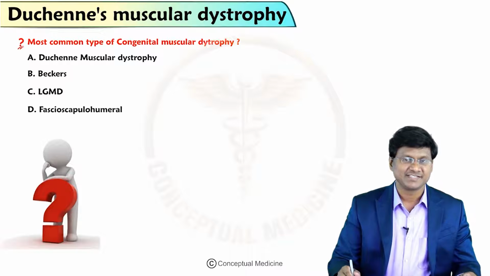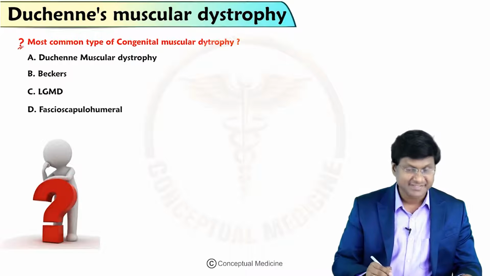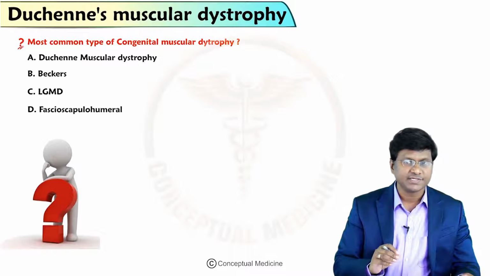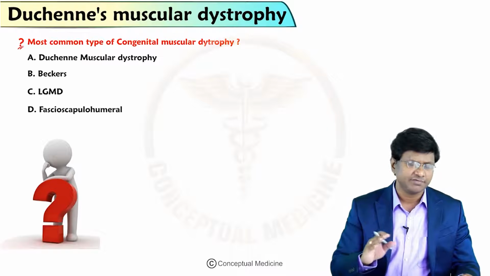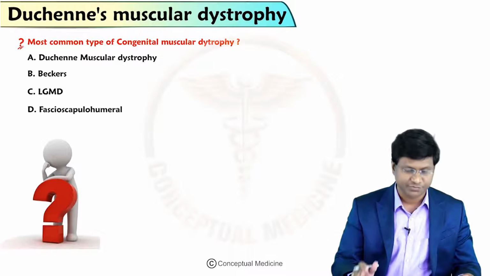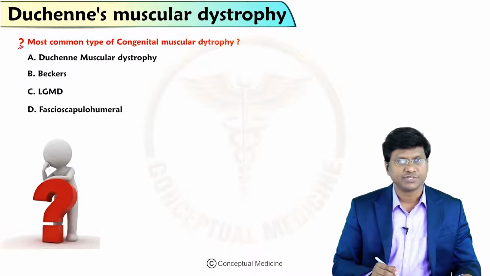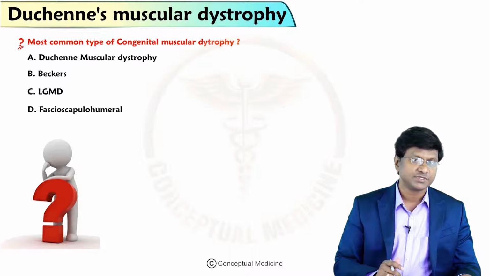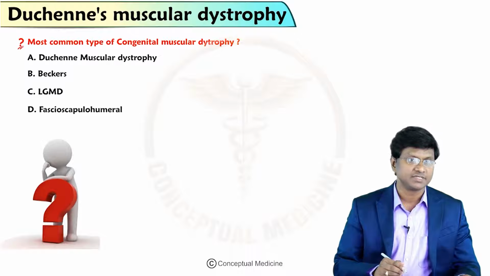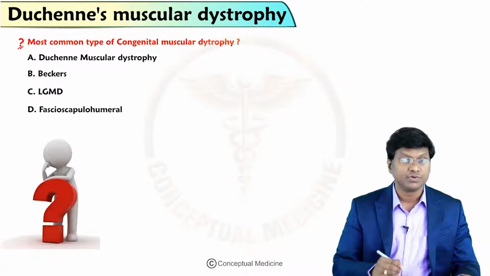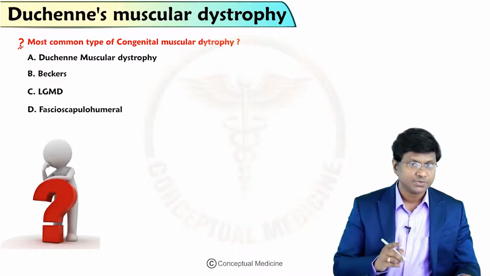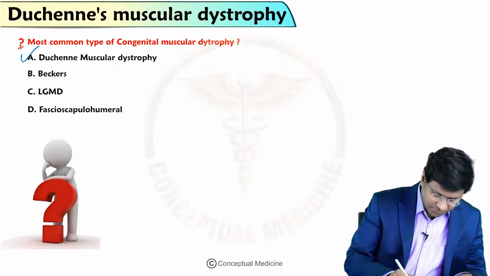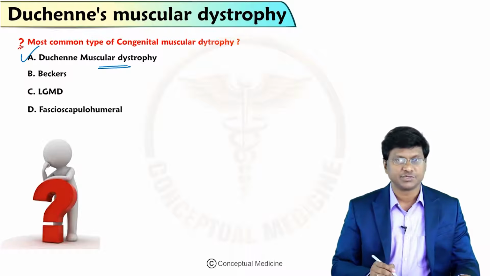So in this session I will be discussing a very important topic in neurology, that is Duchenne Muscular Dystrophy. Duchenne Muscular Dystrophy is a congenital muscular dystrophy, and we have many forms of congenital muscular dystrophies. Out of which, you see this question, the most common type of congenital muscular dystrophy is Duchenne muscular dystrophy, Becker's, limb girdle muscular dystrophy, facioscapulohumeral muscular dystrophy. So the most common type of congenital muscular dystrophy is the Duchenne muscular dystrophy.